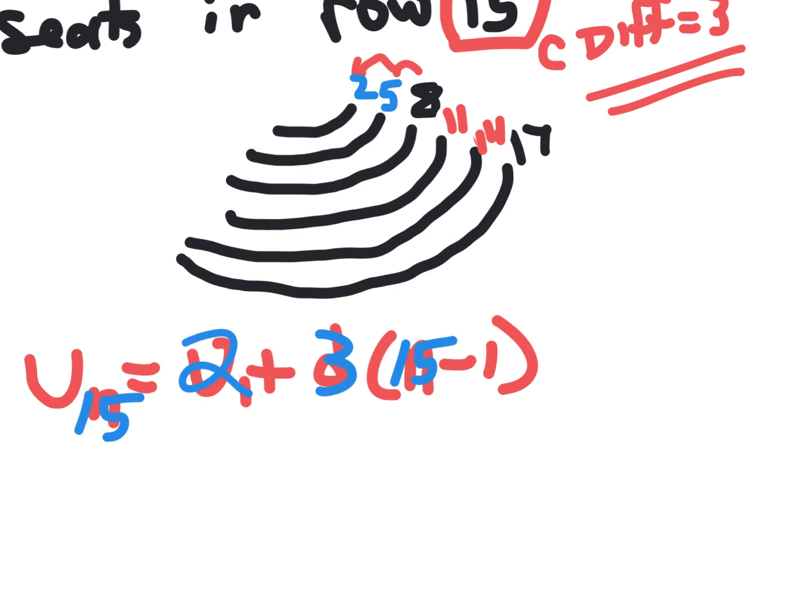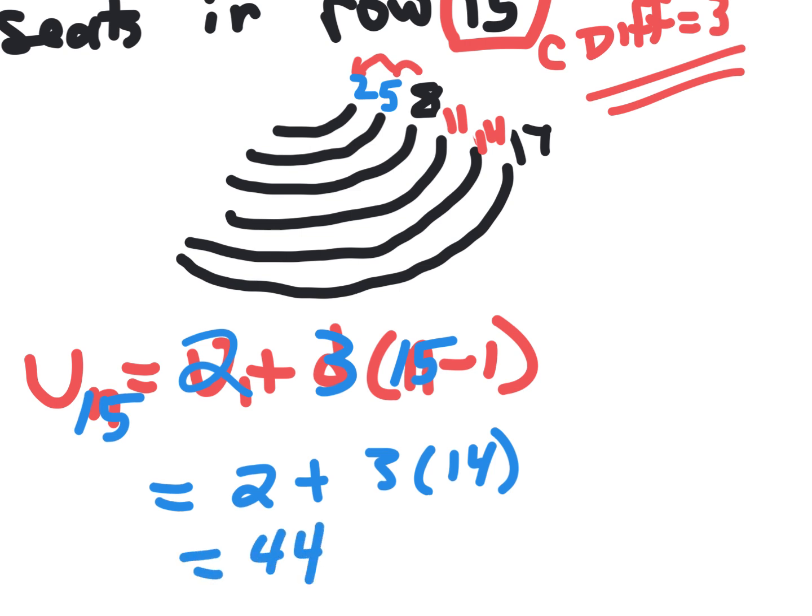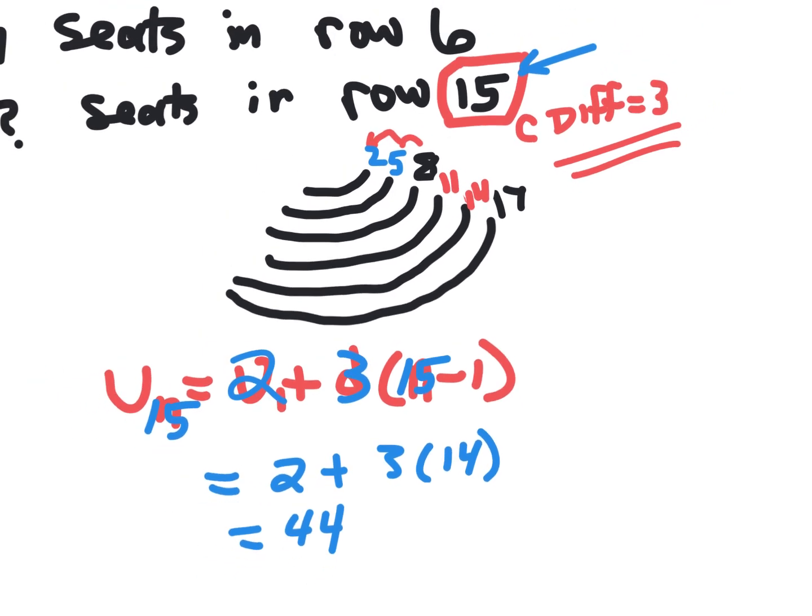Okay, cool. From there, you and your calculator should be able to do 2 plus 3 times (15 minus 1) is 14, 42, 44. Raise your hand if you had 44. Cool. Now, I gave you a lot of little helps with that one, and I've double checked it. This is the right answer for this question. There's 44 in the 15th row.